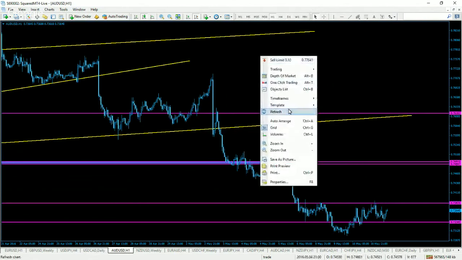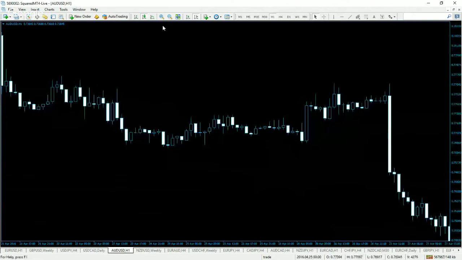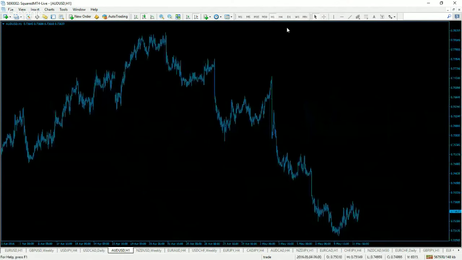Okay, so the Aussie dollar next, and let me just get rid of all my previous scribblings.